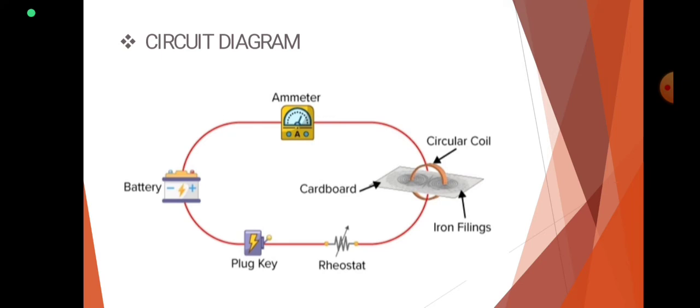So as you can see, it's just the iron filings through which current is passed, and the concentric magnetic fields are determined. Thus, using this experiment, we can determine the presence of a magnetic field.